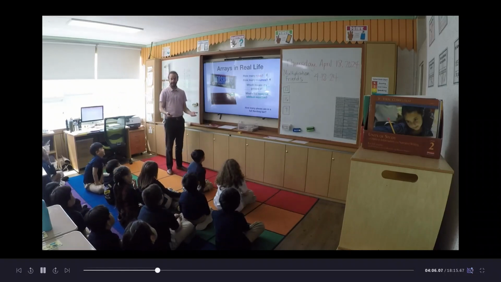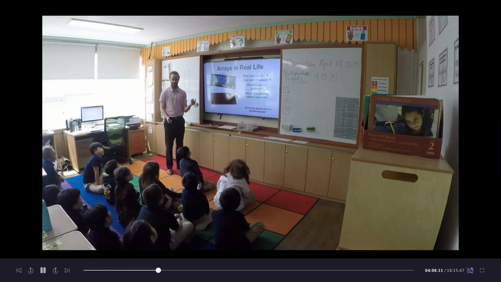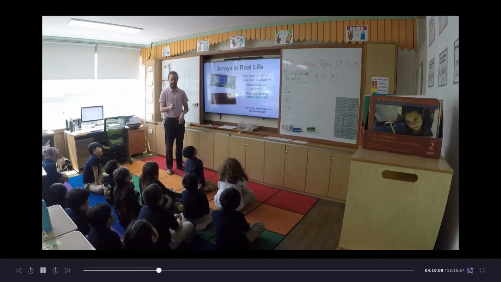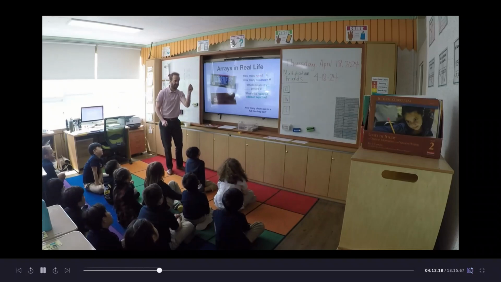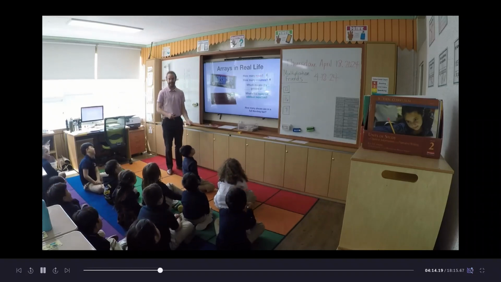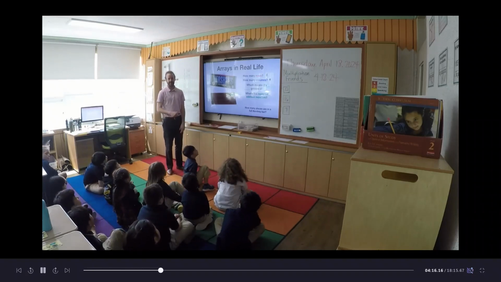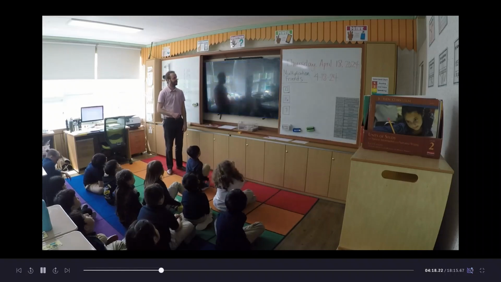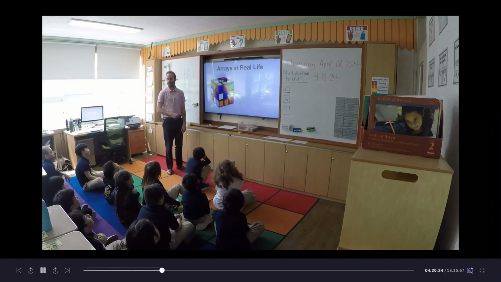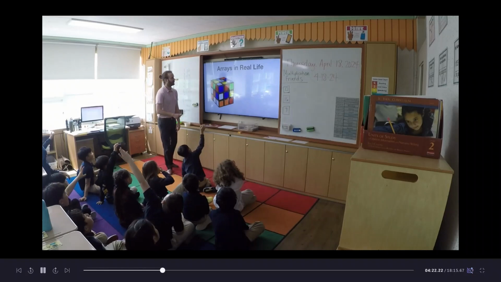So we're using arrays to be able to count the amount of pieces really quickly, right? You can count the amount without having to go 1, 2, 3, 4, 5, 6, 7, 8. This can make it easier to count things in real life, right? This one's gonna be a lot harder. Who knows what this is? Rubik's Cube. Yes.